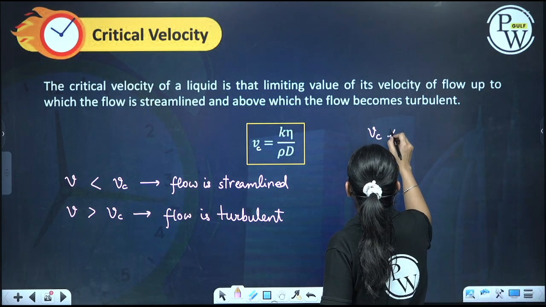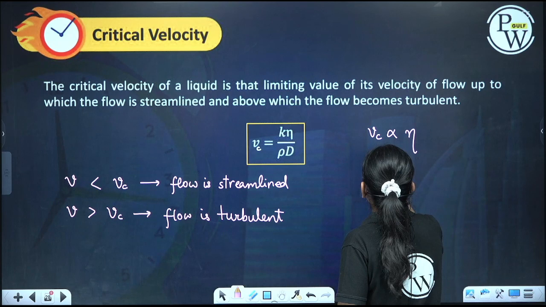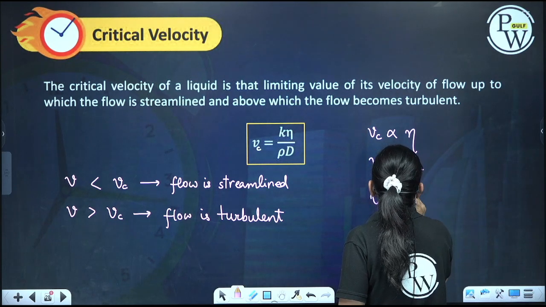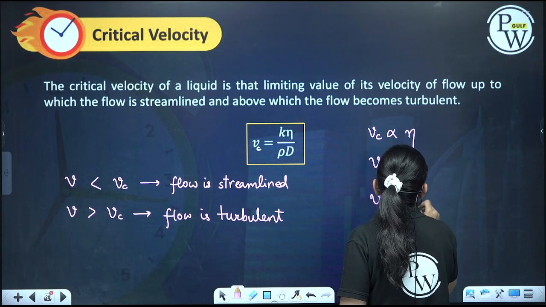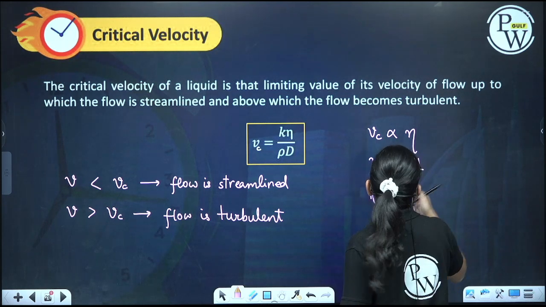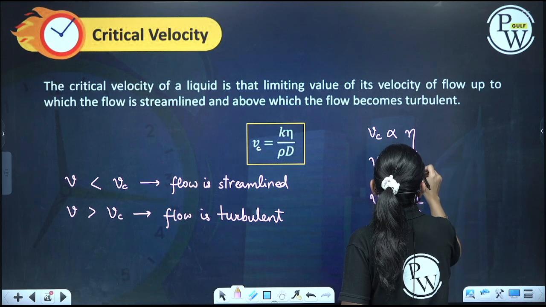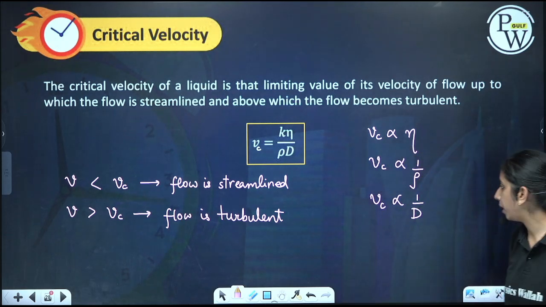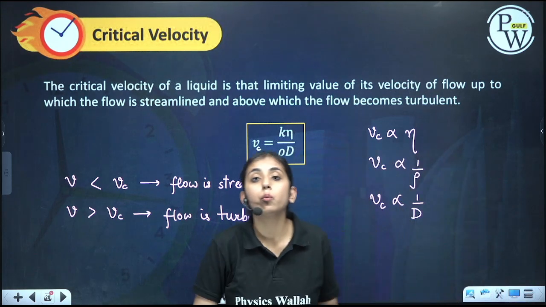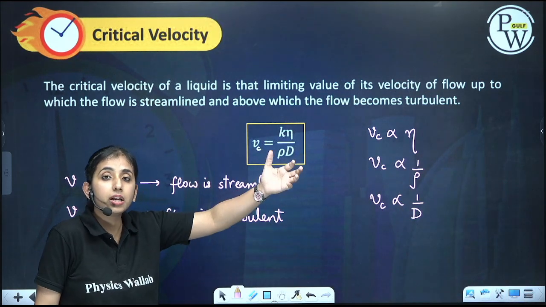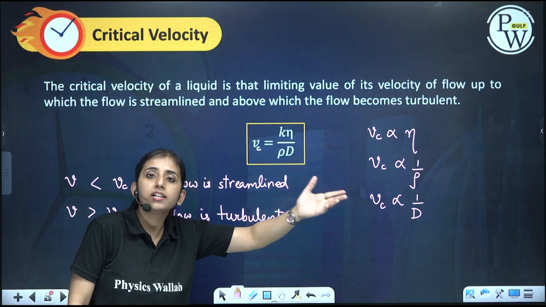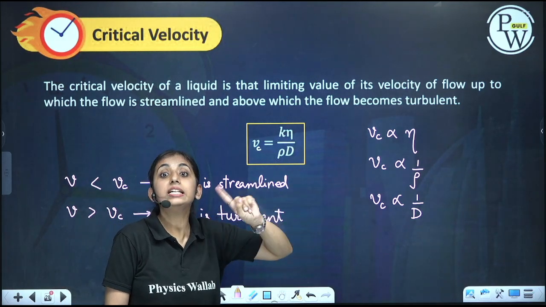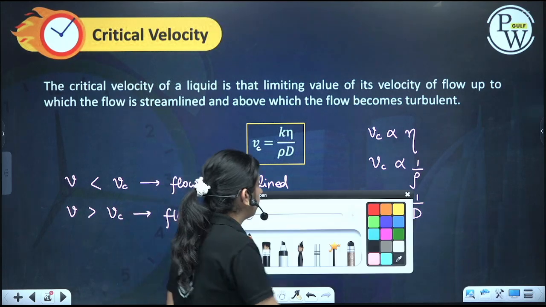Critical velocity is directly proportional to eta, inversely proportional to rho, and also inversely proportional to the diameter of the pipe. To have streamlined flow, we want the critical velocity to be large, so that even at larger velocities we have streamlined flow. If Vc should be large, then eta should be large.